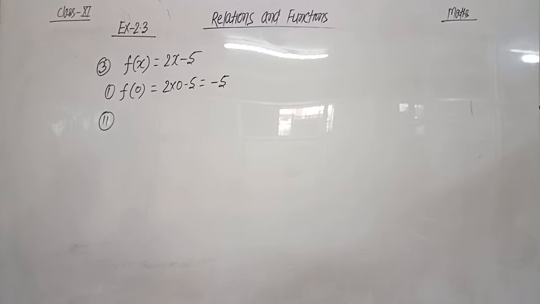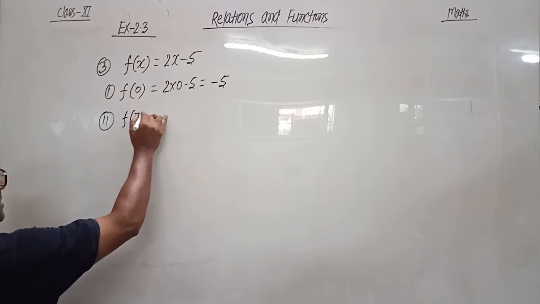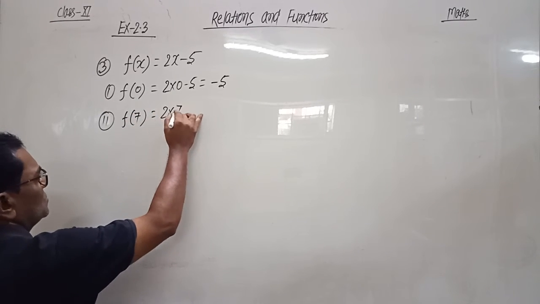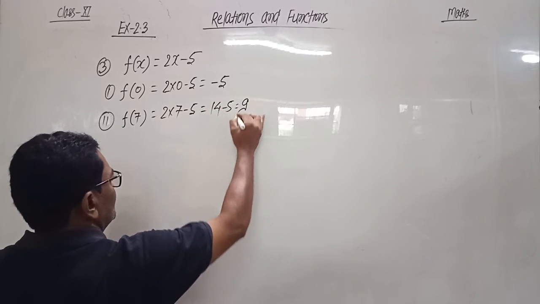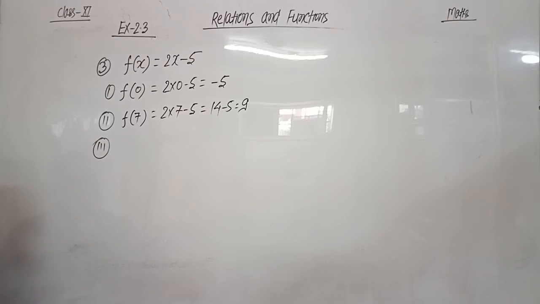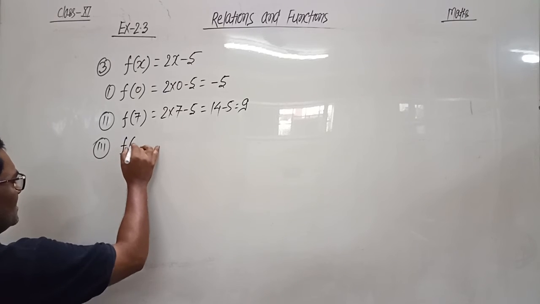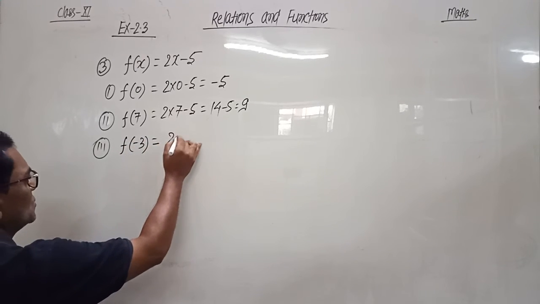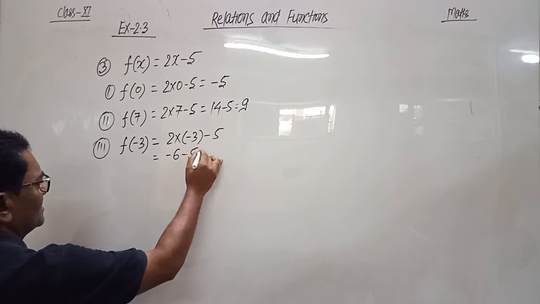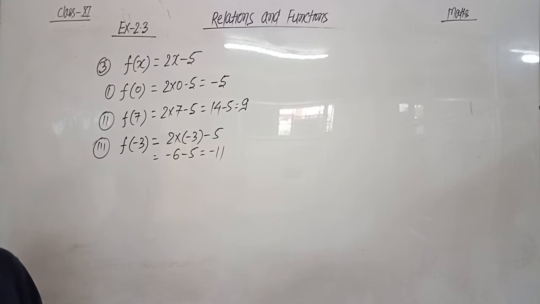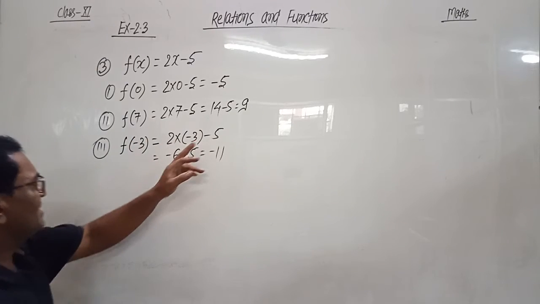Then we have to calculate f of 7. So put the value of x equals to 7. So 2 into 7 minus 5. 2 into 7 is 14. 14 minus 5 is 9. The third part, we have to find f of minus 3. So f of minus 3 means 2 into minus 3 minus 5, which is minus 6 minus 5, which is minus 11. So f of minus 3 comes to be minus 11, f of 0 is minus 5, f of 7 is 9.